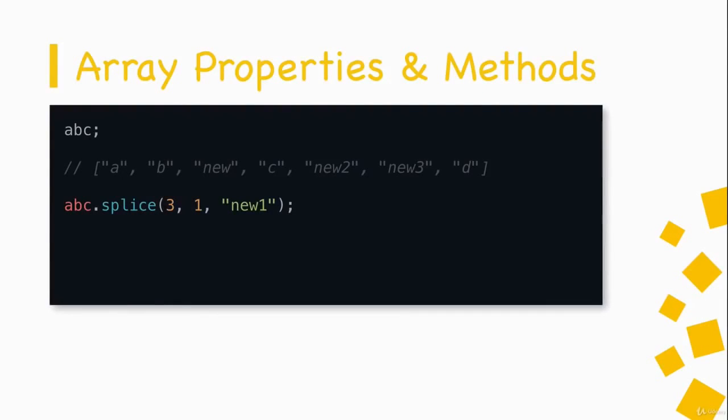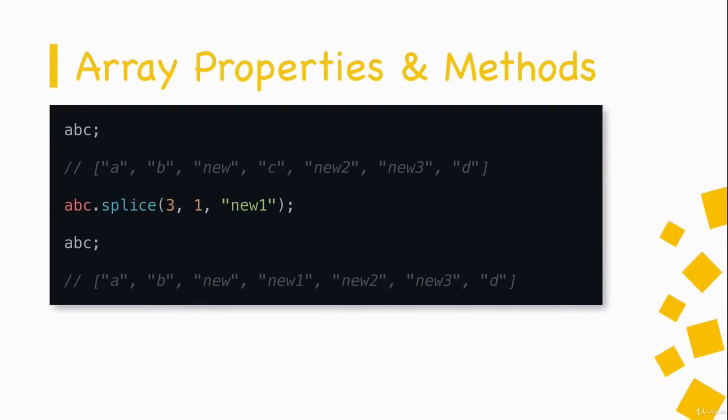(3, 1, "new 1"), which means we're starting the splice at index 3, which in this case is the string C, which is the fourth element. So we're starting the splice at index 3, or the string C. We're removing one element. The second parameter specifies how many elements we want to remove. So we're removing one element, which means we're removing the string C element itself. And in that place, on index 3, we're adding a new element, new 1. And now our ABC array looks like this.